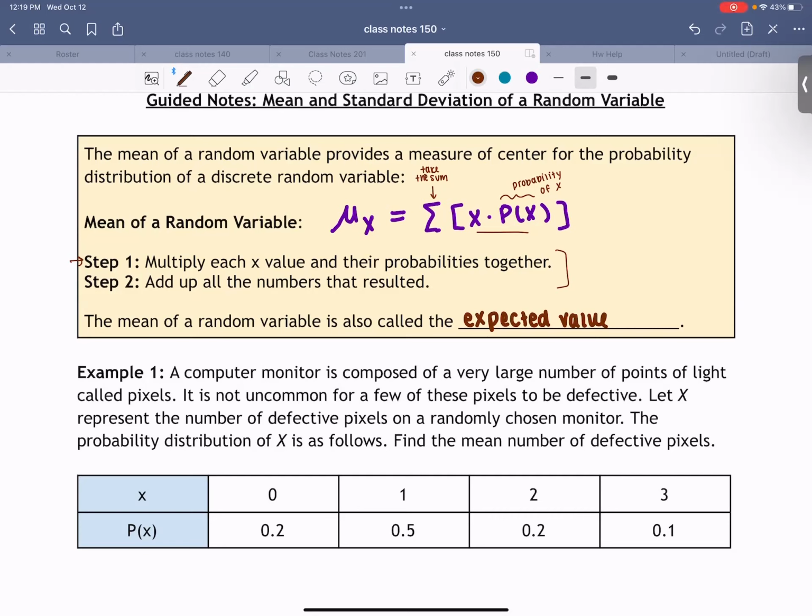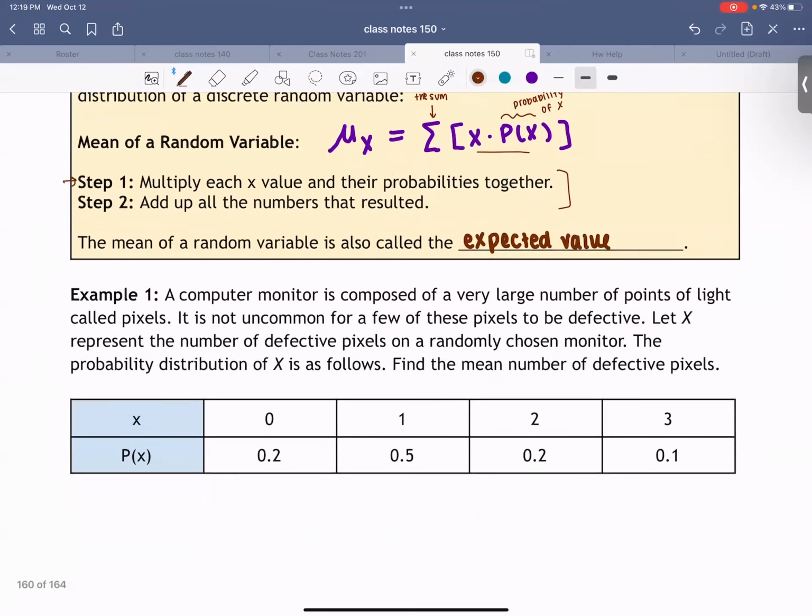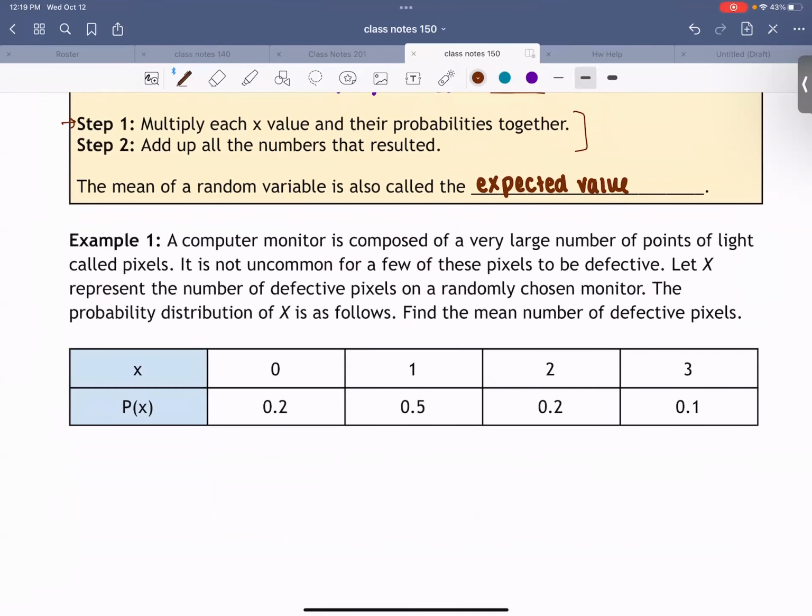And what we're going to do is let X, our variable, represent the number of pixels that are defective. Normally there's like 0 to 3 pixels that don't work on a screen, and we have the probabilities of each. For example, the probability that you look at your screen and there are 0 defective pixels, which means your screen is completely working fine, is 0.2. There's about a half chance that there's 1 defective pixel, 0.2 chance that there are 2 defective pixels, and so on.